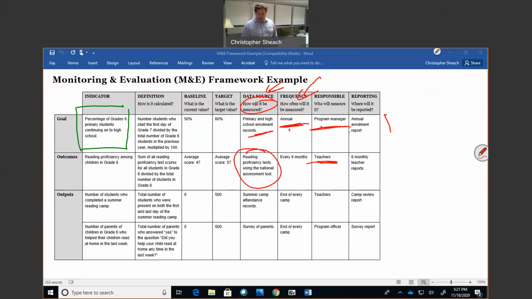This next one is, how does that information go up from the responsible person to everyone else who needs it? The teachers are not going to give you every copy of every test, but they do a 6-month teacher report in which they are now going to have to put the results of the reading proficiency test. If the reports don't show those results, you will not be capturing all of that data up.